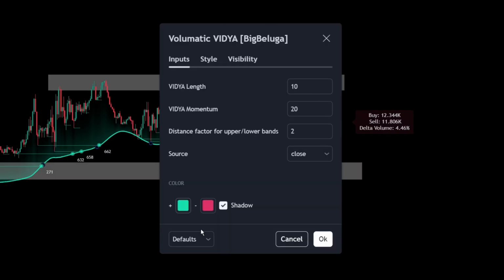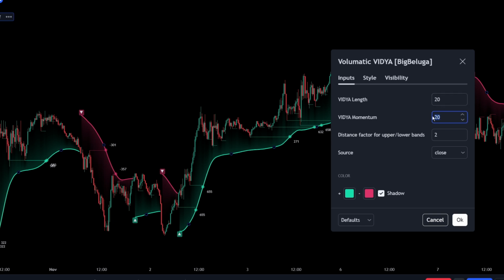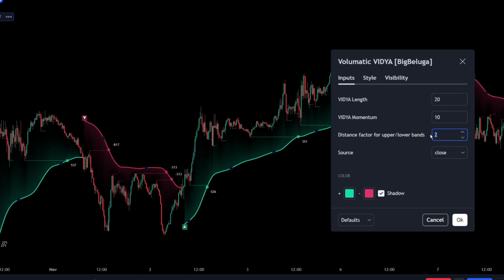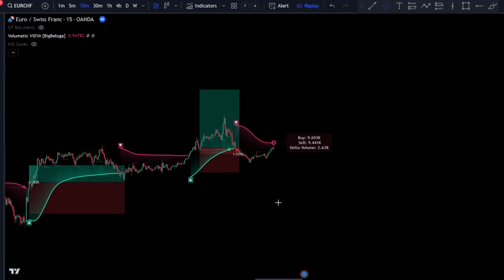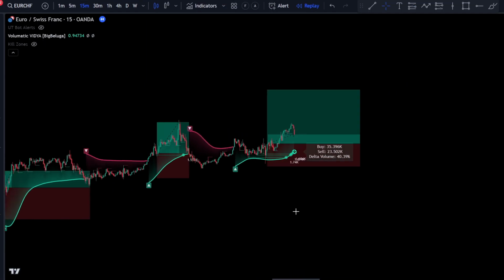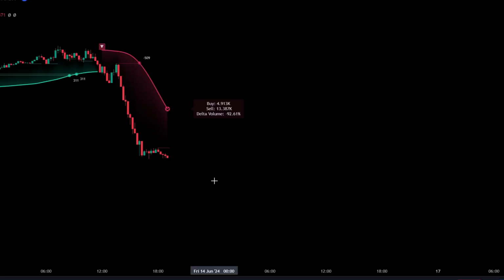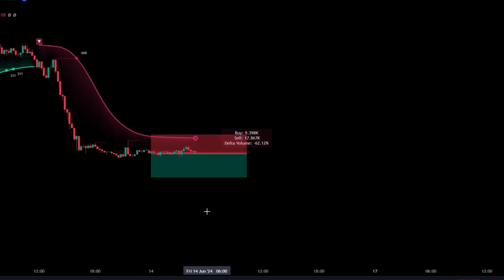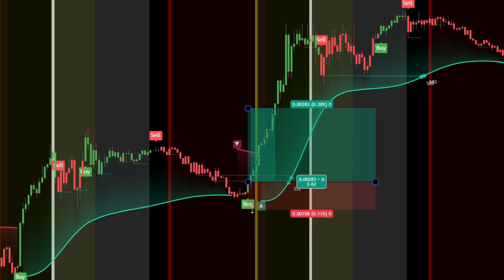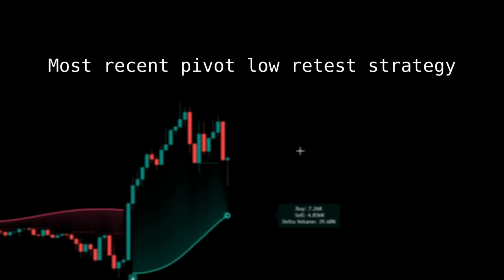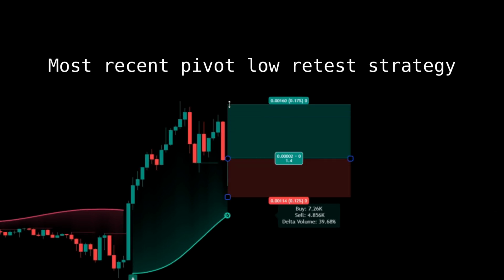We'll keep the default settings for this test, but you can customize the VIDYA length, momentum, and band distances to suit different market conditions and strategies. There are many ways to trade using this indicator, such as trading trend reversal signals, using its trend direction in pullback strategies, or adding it as a confirmation tool to strengthen your existing strategy. Today, however, we'll focus on testing the most recent pivot low retest strategy as suggested by PineTrades.